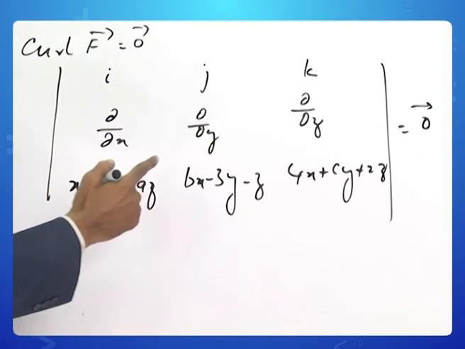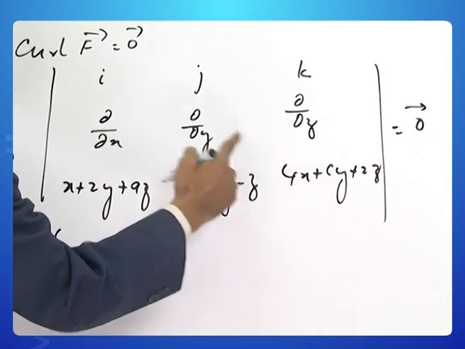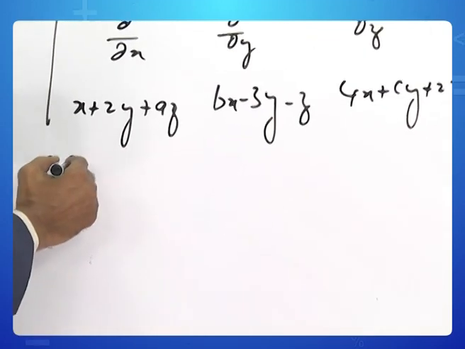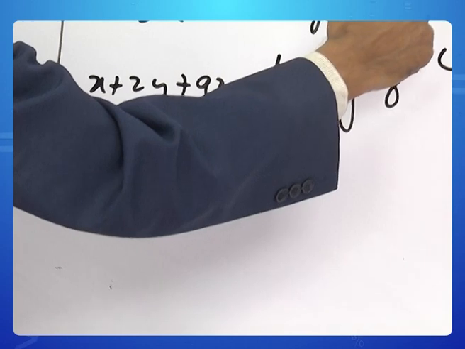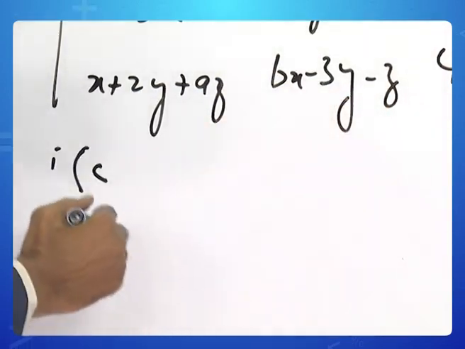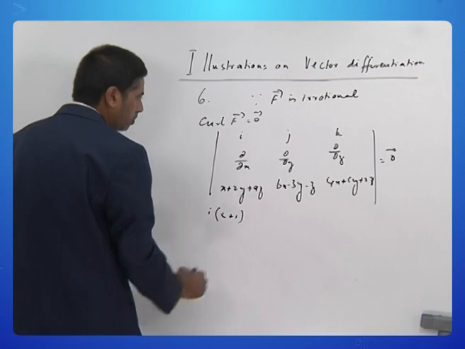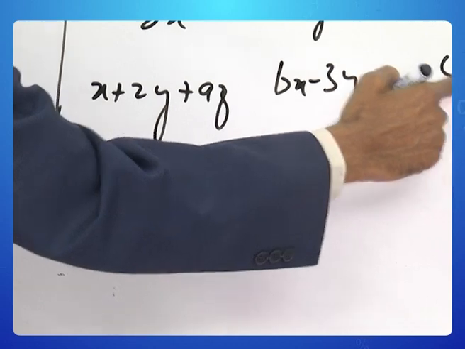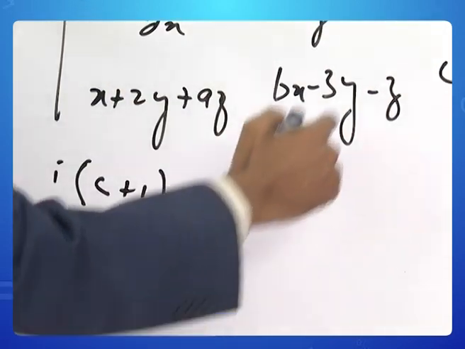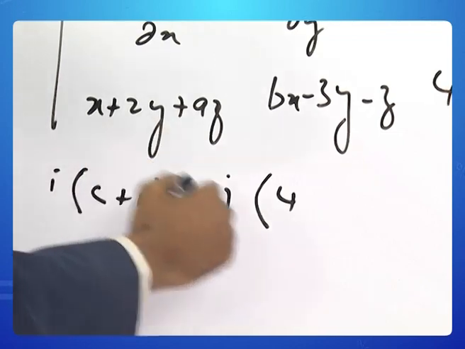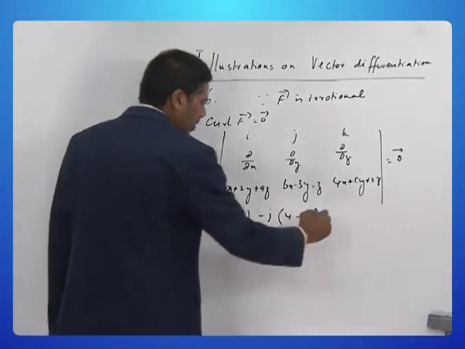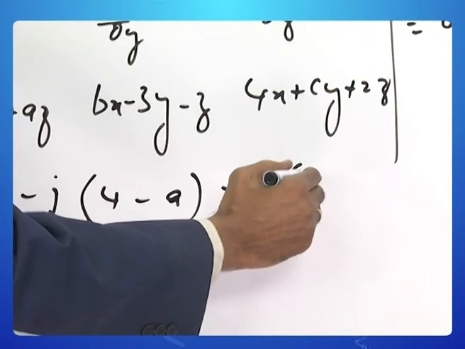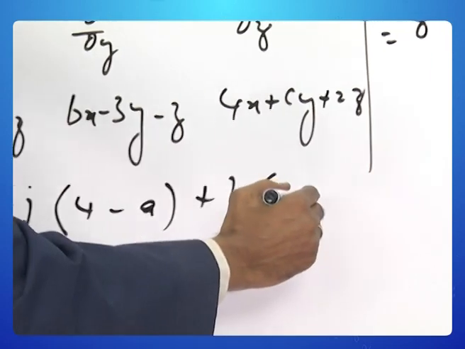i into the partial derivative of this with respect to y will give us c, minus the partial derivative of this with respect to z. You get minus 1. So minus of minus is 1. Minus j into the partial derivative of this with respect to x, you get 4, this with respect to z, you get minus a. Plus k times this with respect to x, you get b, minus 2.